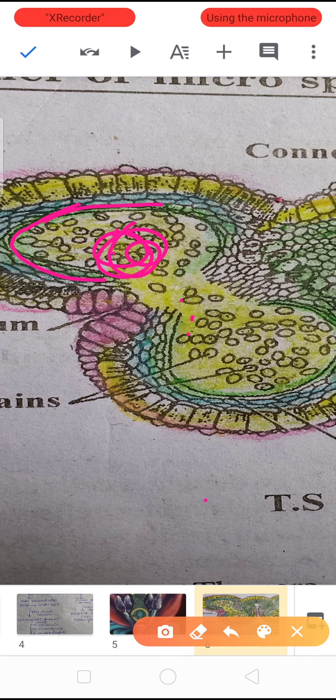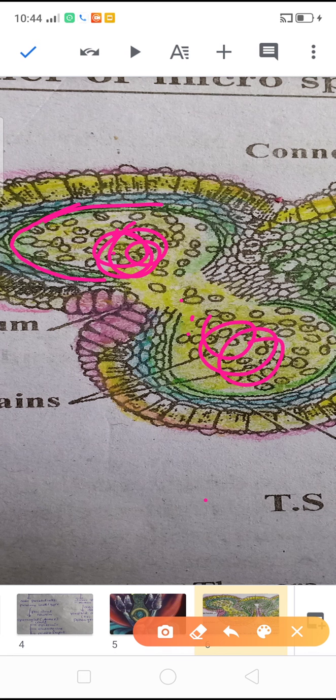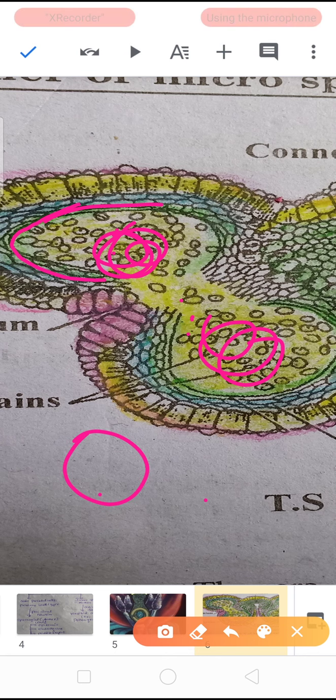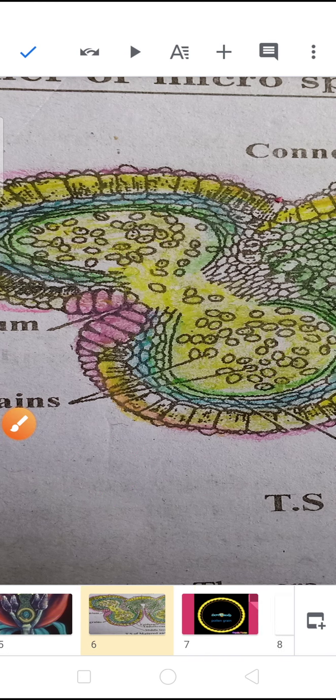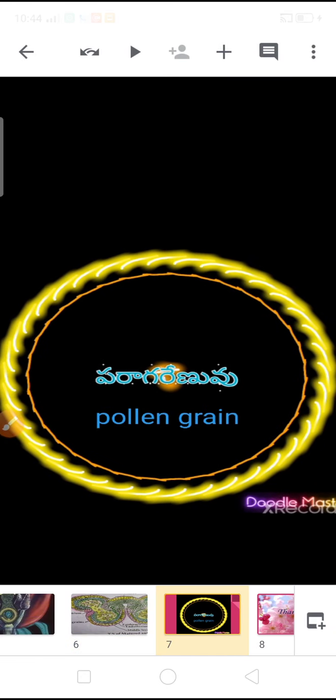Next, coming to the microspore mother cells. These are the microspores. The microspore mother cells undergo meiotic division and give rise to microspore or pollen grain tetrads. The microspore or pollen is uninucleate, single celled and globular. These are the microspores or pollen grains.